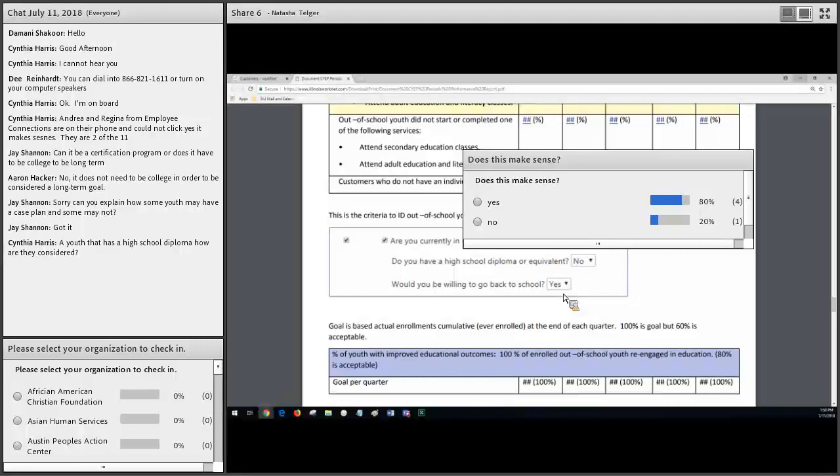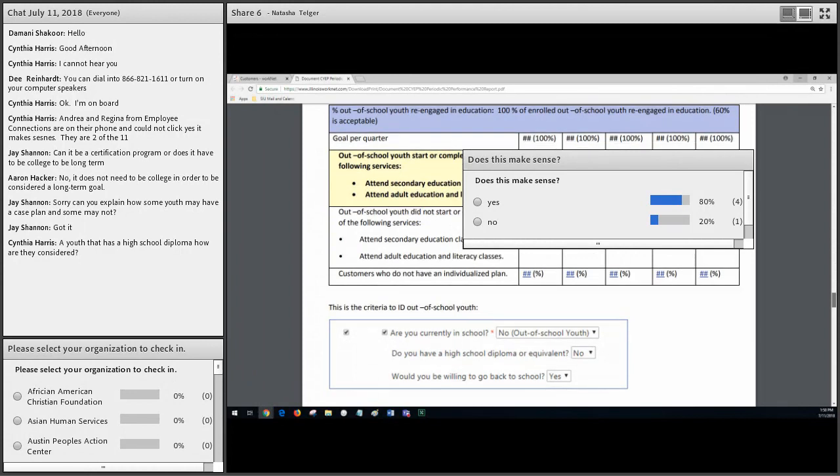So it just depends. The standard that we're looking at says that 100% of out-of-school youth will re-engage in education, and it considers only those out-of-school youth without a high school diploma or a GED, and compares those who have re-engaged by the time of case closure. Okay? And it does not require attainment of a diploma or GED. And the acceptable performance on that is 60%.